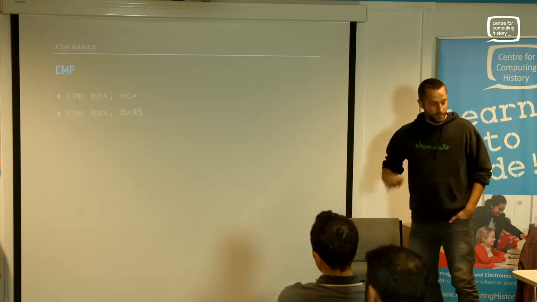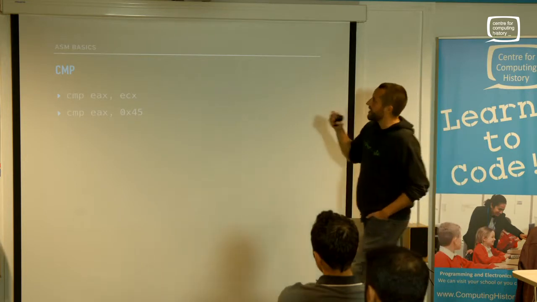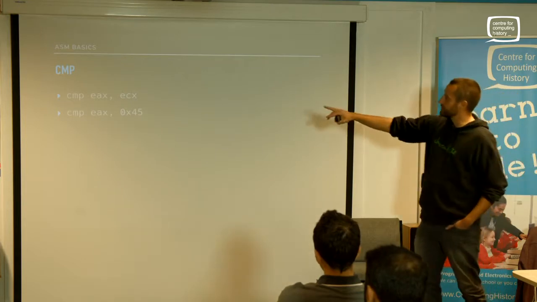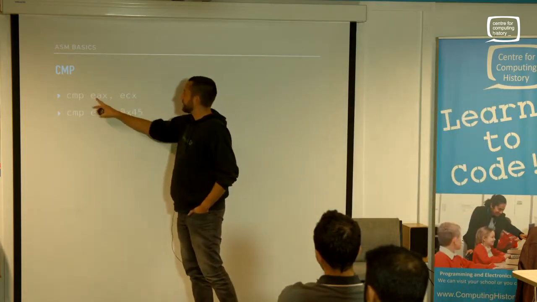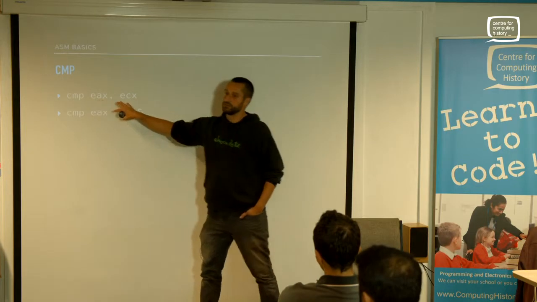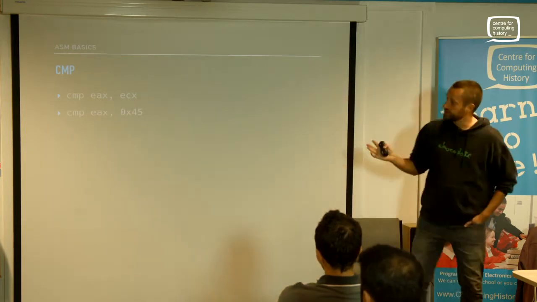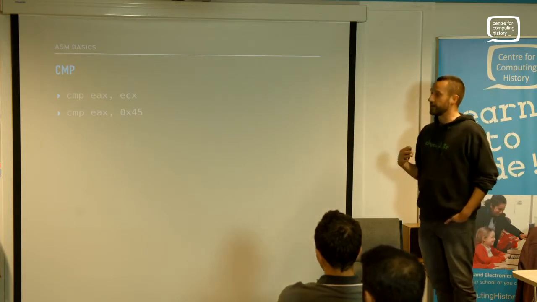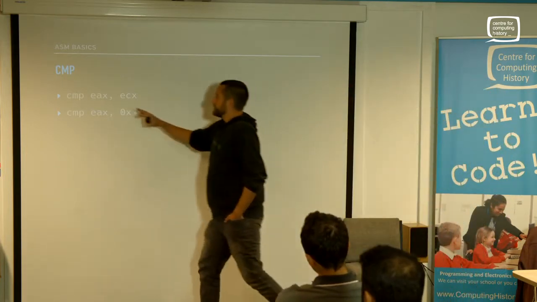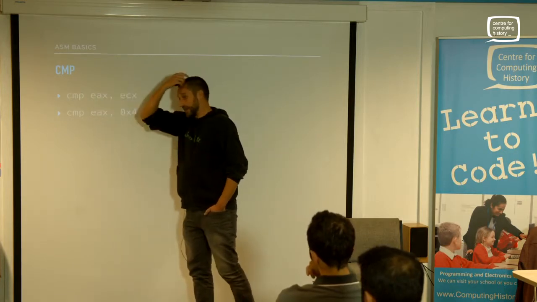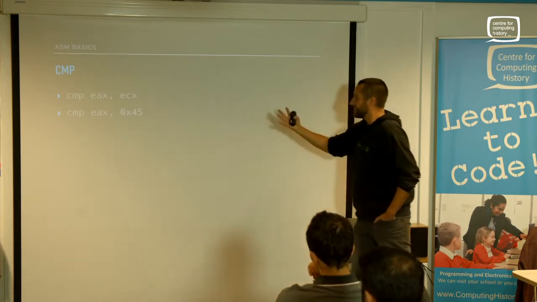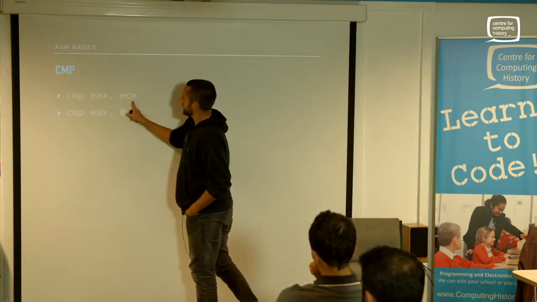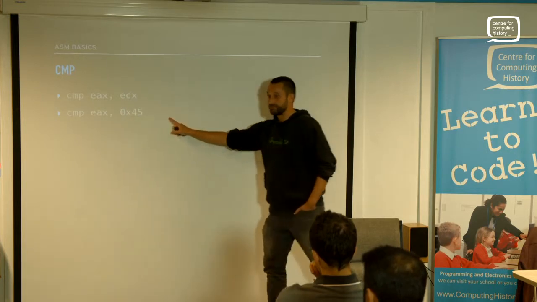Compare is a bit different. Basically, compare will subtract, hang on, let me just get this right. It will subtract the source from the destination, but not store the result. It just throws the result away, but it will set the flags. It actually sets several flags, but the sign and the zero flag will be set. So if the zero flag is 1, we know that ECX and EAX are equivalent. That's kind of how compare works: you can see which one is larger, and you can see if they're the same.